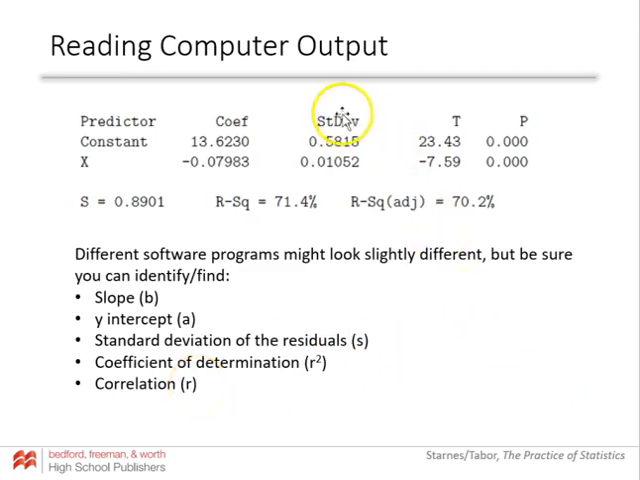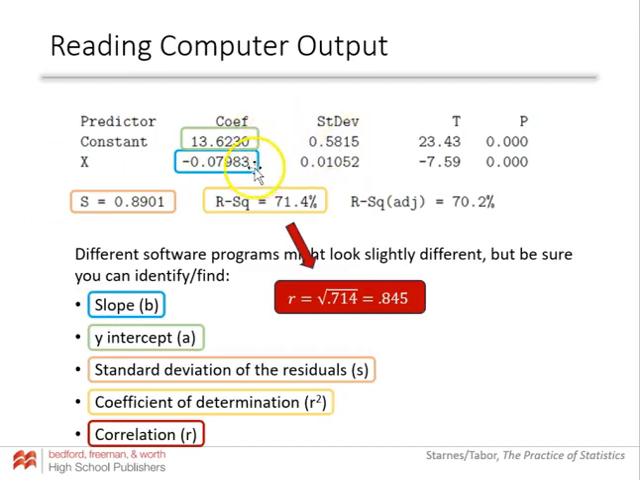For the most part, these numbers, standard deviation, T and P, can be ignored. We might talk about T and P a little bit later, but really we're looking at these coefficients. Constant is the same as y-intercept, and then this would be my slope. So here's my y-intercept, here's my slope. S is clearly labeled S, r squared is labeled r squared. And then if I want the correlation r, it is going to be the square root of my r squared. So if they give it to you as a percent, put it as a decimal. And so the r, the correlation for my truck data, would be 0.845.